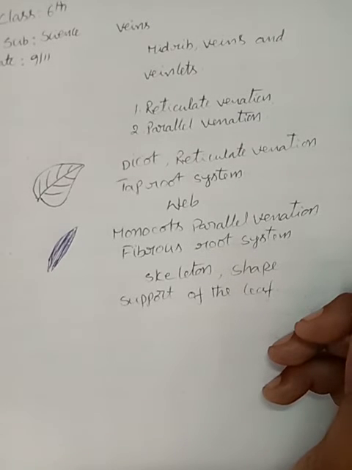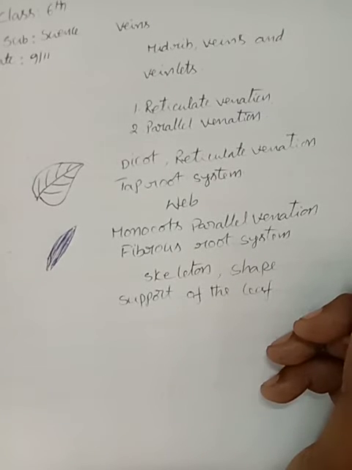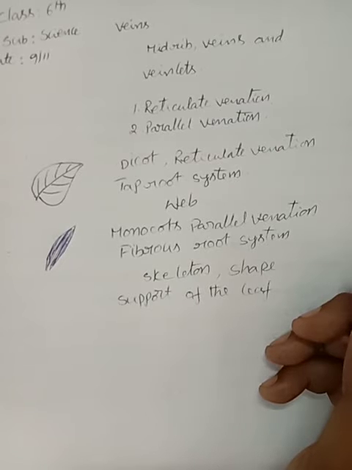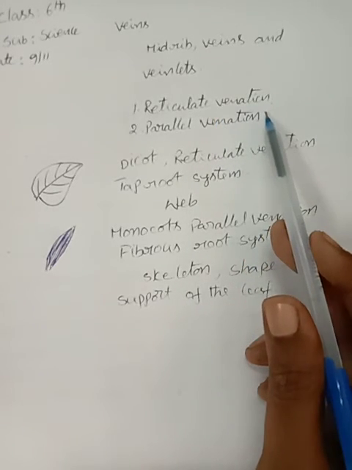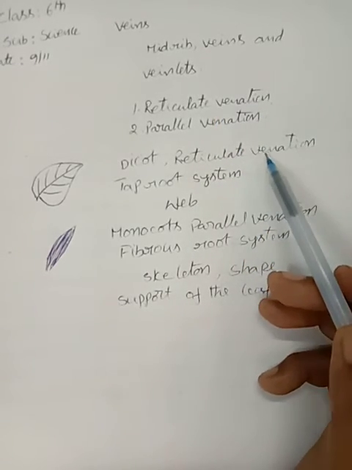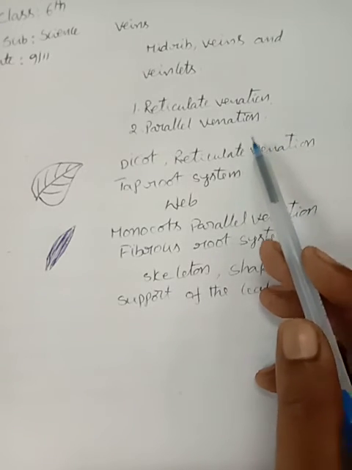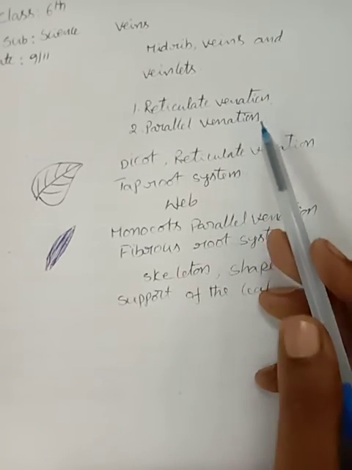The arrangement of veins in the lamina is called venation. Venation is how many types? Venation is generally classified into two types. They are reticulate venation and parallel venation. Where is reticulate venation present?